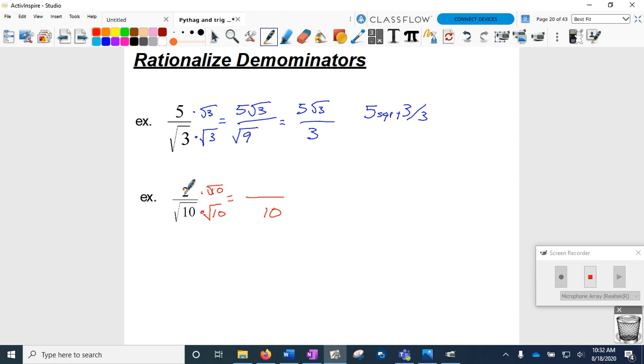Okay, on the top, this does not become square root of 20. These don't mix. Inside numbers and outside numbers don't mix. You can't multiply those two things together to make one number. You have to call it 2 square root of 10. Okay? I apologize for my poor writing here.